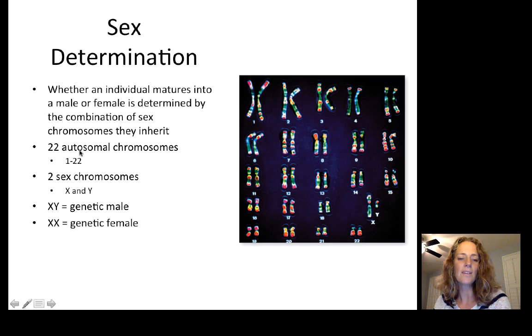So for this, we need to know that, again, you have 22 autosomal chromosomes and 2 sex chromosomes. Males have an X and a Y chromosome. Females have 2 X chromosomes, and this over here, if you look at this individual, chromosomes number 1 through 22 are the autosomal, and then this individual has an X and a Y. So this individual is male.